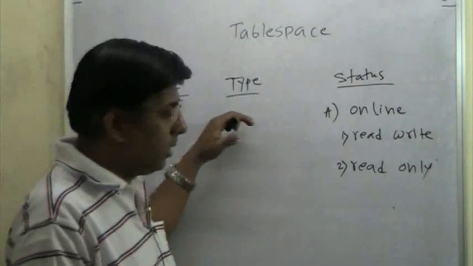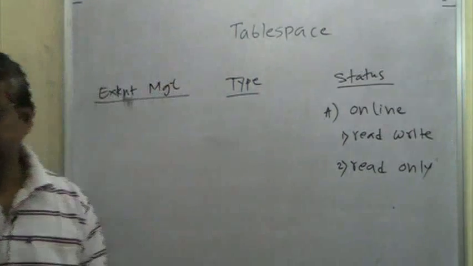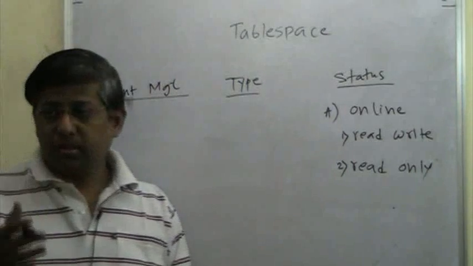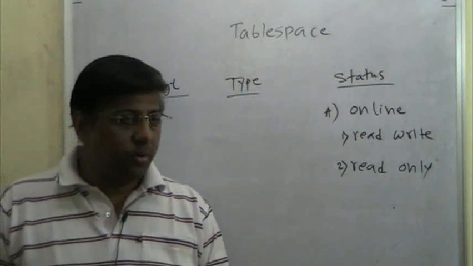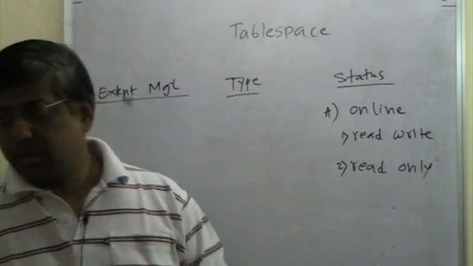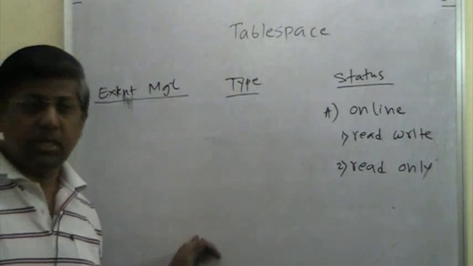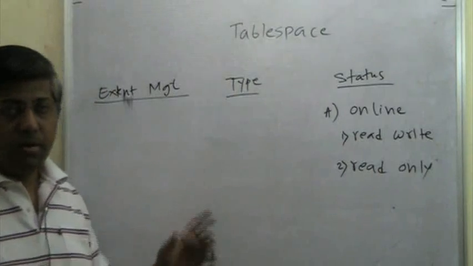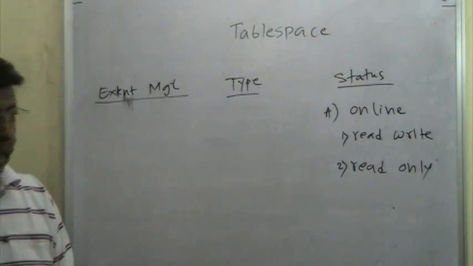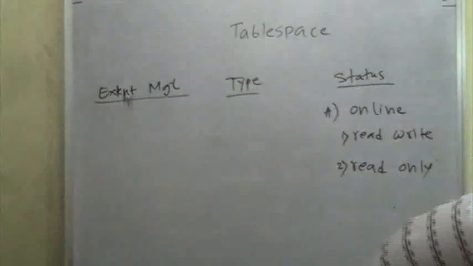So we saw that the types of table spaces are permanent, temporary, and undo. So how do we create these things? Now the syntax for the creation. We have seen the creation of the table space, and that is basically a permanent table space. Now how do we create a temporary table space? That is the syntax that I'm going to give you here.